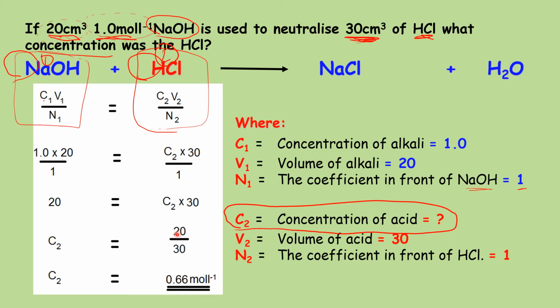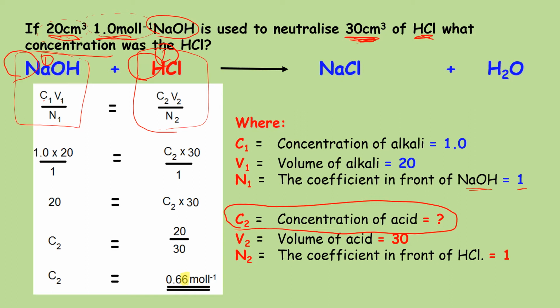C2 therefore is 20 over 30, so C2 is equal to 0.66 moles per litre. Okay, and actually I'm going to stop just for a second there because that's wrong. I'm not going to re-record all the stuff that I've just done, but that's actually one of the most common errors we have in chemistry, is to then keep it as 0.66.